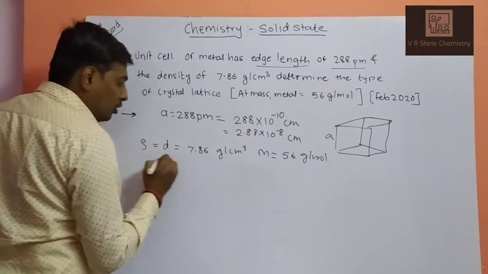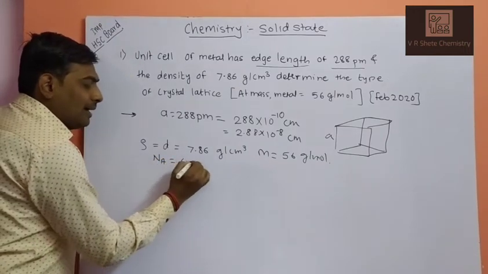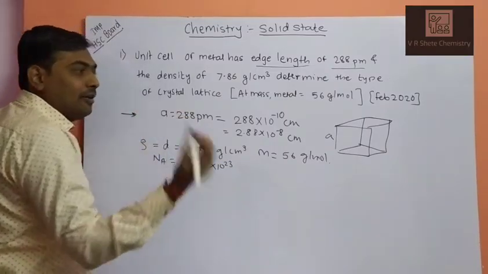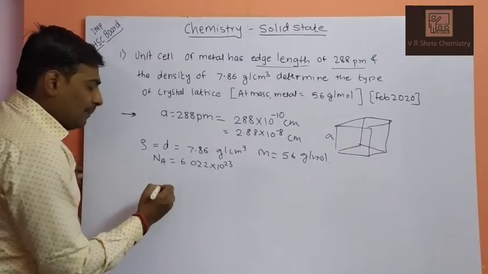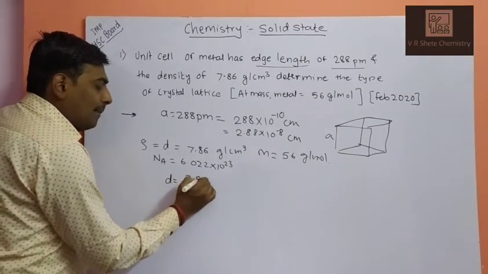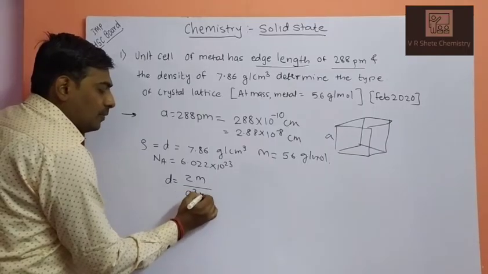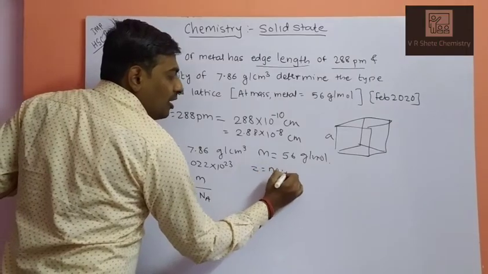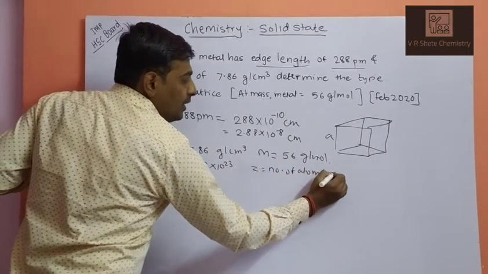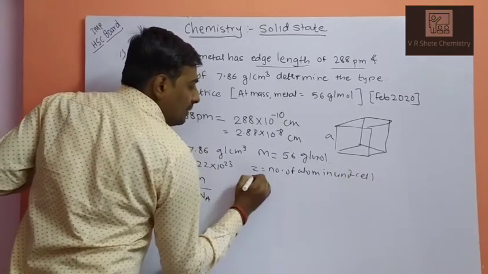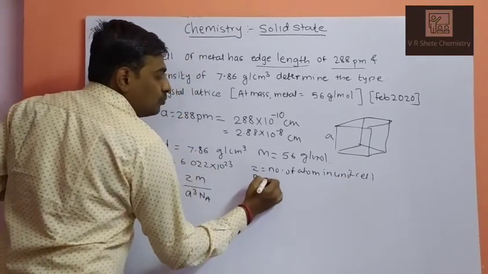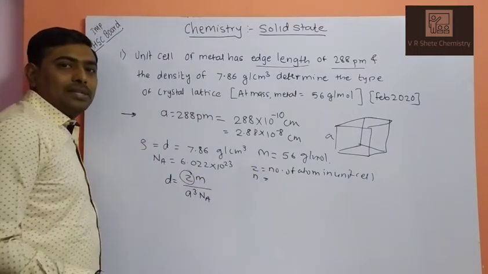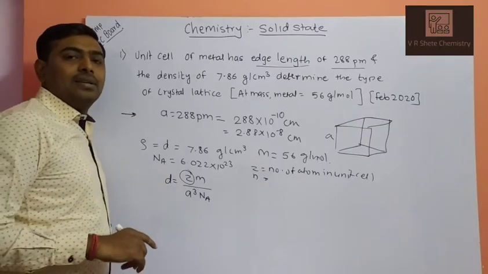One more term, that is Avogadro's number, that we know is 6.022 into 10 raised to 23. This is your Avogadro's number, and we have discussed the formula for density, that is D is equal to Z M upon a cube N A, where Z is the number of atoms in a unit cell, which can be written as small n. Small n and small z both are the same. Rearrange this equation for Z. We have to calculate how many atoms are present in a cell. If there is one atom in a cell, it is a simple form.